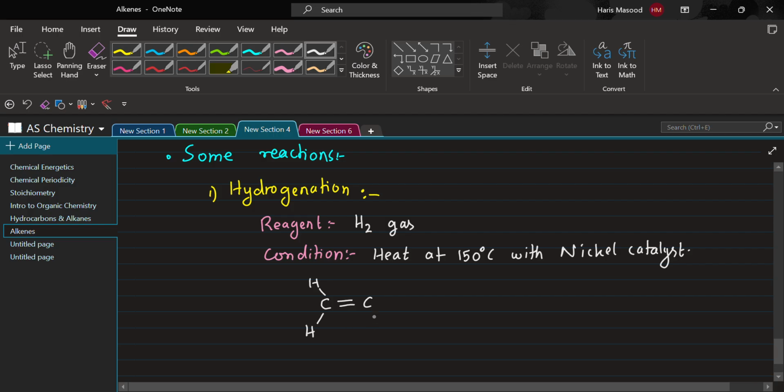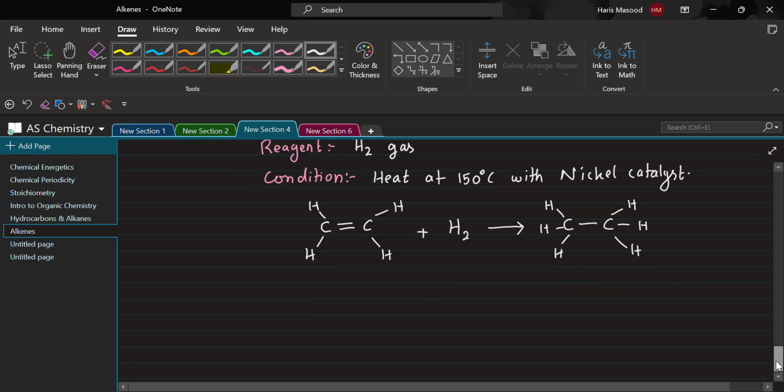Hydrogen, hydrogen, then you have hydrogen plus H2, arrow, C double bond. Now you just have to know that the hydrogens are attached here. Moving on to the second one.